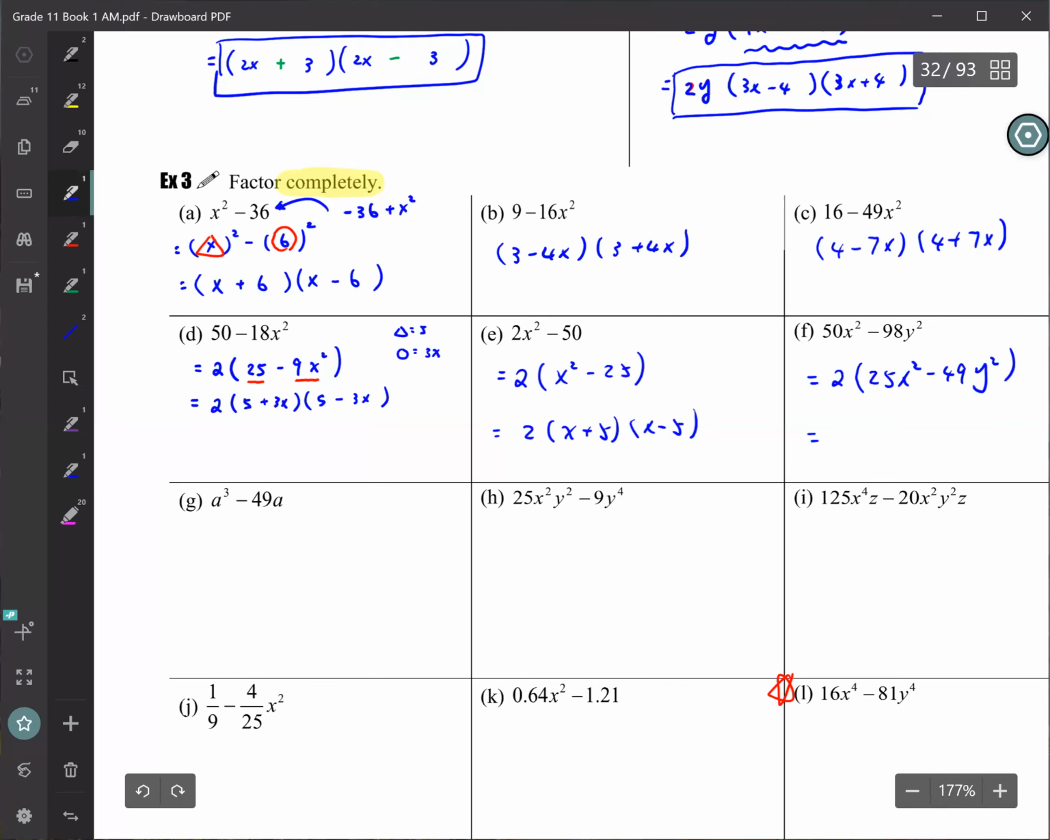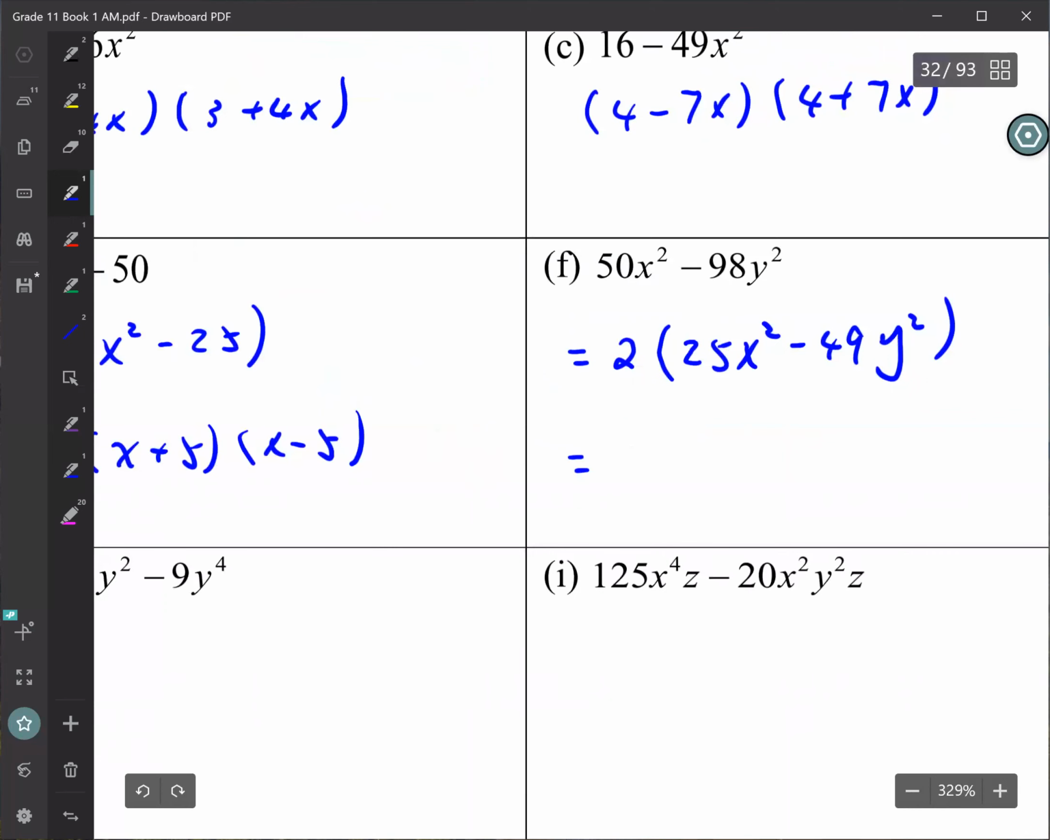So if you want to see if 2 works or not, you take it out first and you look at the inside, see if there's any more GCF, right? Because once the numbers are smaller, it's easier to check, right? So 25 and 49 seem like they're the lowest. So what do you do now, Eric? You factor it, so it'd be 2 times 5x minus 7y, and then times 5x plus 7y. I'm pretty sure that's how it works.